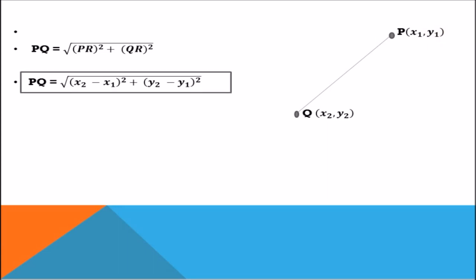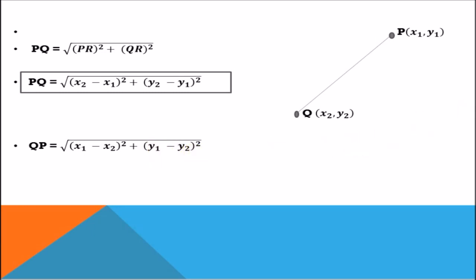Now what if we had taken it the other way around, that is, instead of PQ we had taken QP? The distance would not have changed because the points are the same, so irrespective of which way you are moving, the distance will still be the same. The only difference is now P is the second coordinate and Q is the first. So the coordinates of P will now subtract the coordinates of Q. So QP will equal under root x1 minus x2 whole square plus y1 minus y2 whole square.